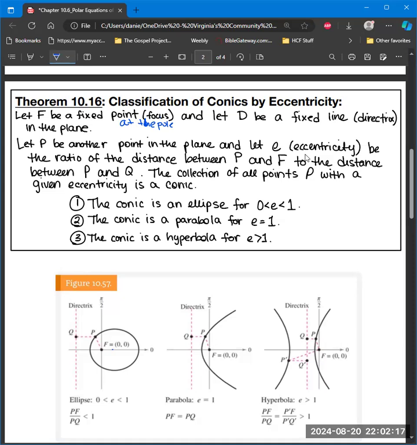Then let P be another point in the plane, and let the eccentricity, that fancy E, be the ratio of the distance between P and F. So the distance between P and F there, we're going to call that distance PF. And this distance here between P and Q, we're going to call PQ.